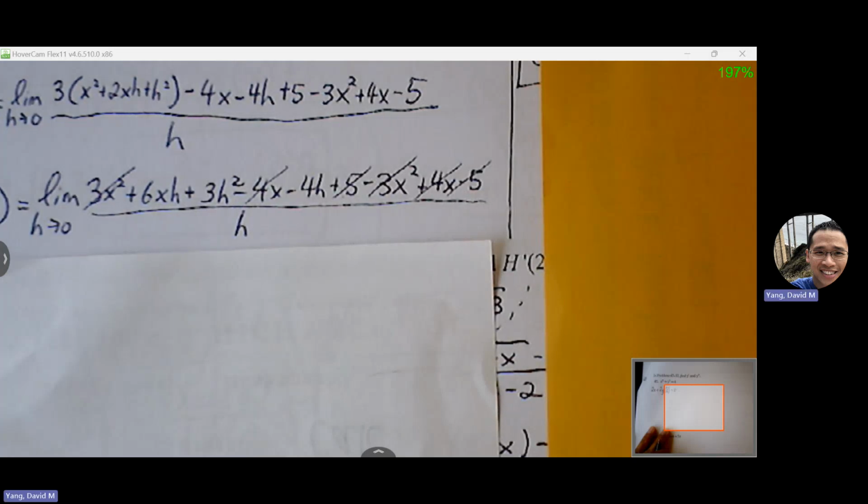A bunch of terms will cancel out. I should be left with just 3 terms, 6xh plus 3h squared minus 4h. It's a good sign knowing that all your remaining terms have h's left in them so that you can factor an h out.